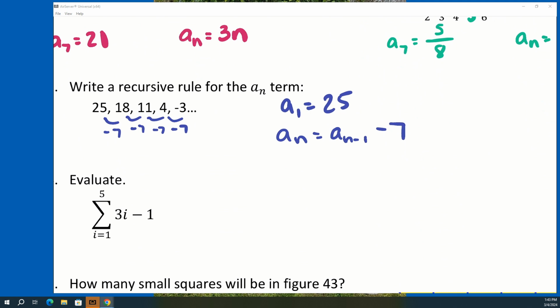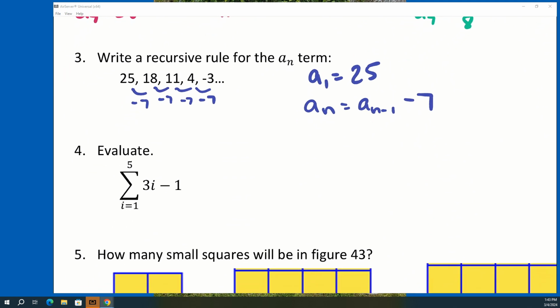All right, on number 4, that is summation notation. And we're going to write it out. There is a way for your calculator to do it. We're not doing that today, but you'll remember as soon as you find it in the calculator. But I'm going to actually write out what you do. So we start with 1 and we put it in for I. And so it's going to be 3 times 1 minus 1.